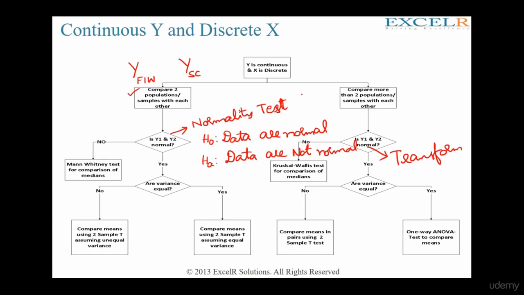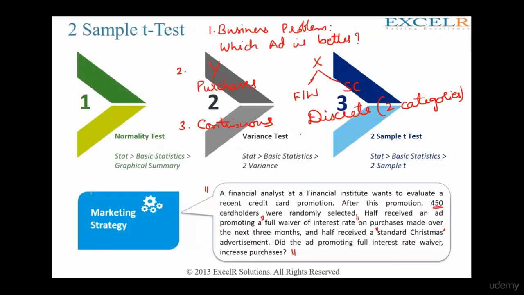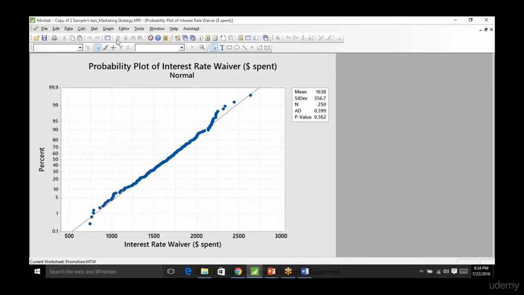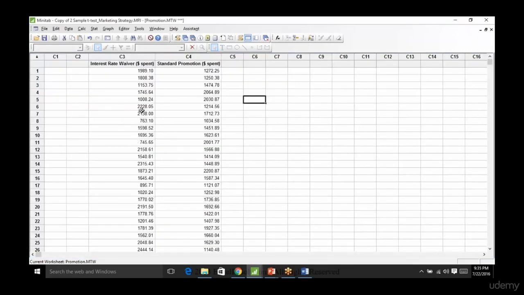And how do we determine whether data follows normal distribution or not? Using normal QQ plot or quantile plot. Let me open this specific case study called marketing strategy in Minitab, and let me try to explain. For now, I'm going to explain on Minitab, and in the next tutorial we will also solve it using R code. Here is that Minitab file. We have the purchases made by customers who have received full interest rate waiver advertisement, and we have purchases made by customers who have received standard promotion. So we need to perform normality test first.